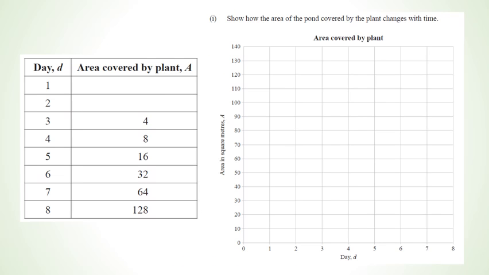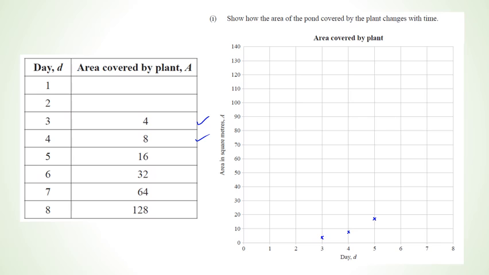Okay, so part 1 of this question, they're asking you to show how the area of the pond covered by the plant changes with time. So all you're really doing is just plotting x against y. So you're just literally plotting the graph. So my first point here is going to be when d is 3, area covered is 4. So just going to roughly put it there. When it's 4, it's at 8. So roughly there. When it's 5, it's at 16.